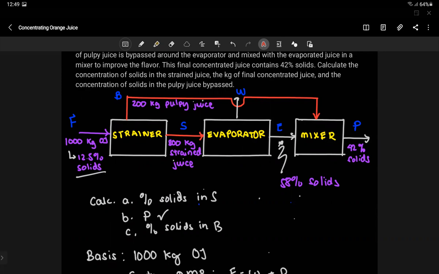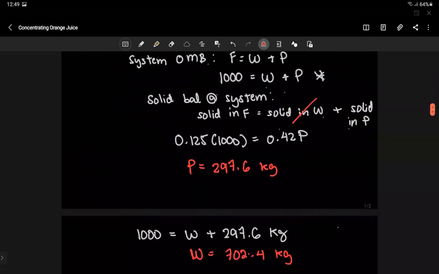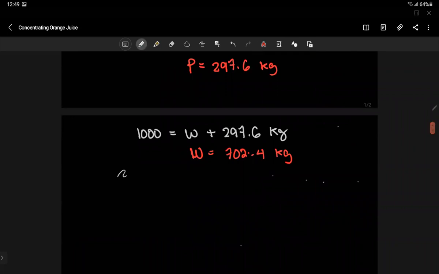Okay? However, if you are going to consider yung strainer, yung overall balance niya kasi known na, no? So, from 1,000 nag-split into 200 tsaka 800. Okay? So, but yes, we can still do component balance around the strainer. But para mapabilis yung ating discussion, let me consider first yung evaporator. Okay? So, consider the evaporator. Sa evaporator, ang kanyang overall balance ay S equals W plus E. Tama ba? Yung ating strain juice, yung ating input, yung output naman is yung water na nag-evaporate tsaka yung evaporate.